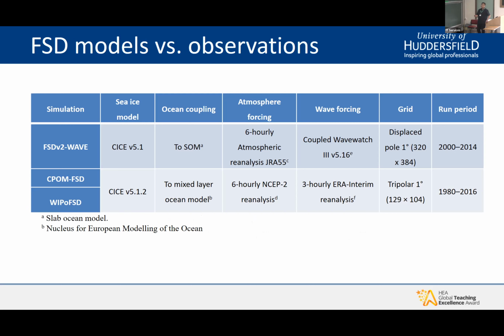Okay, so this one is a model evaluation. We look at 3 different models: one is FSD version 2 wave, another is CPAM FSD, and this is WIP FSD. So these are from Lattice, a prognostic model, and you can see some of the information here. And then the CPAM is from Adam, and you can see the information, also a prognostic model. And these are the Power model, this one.